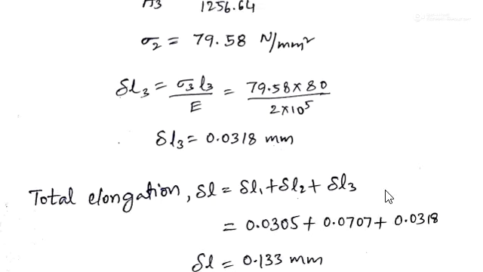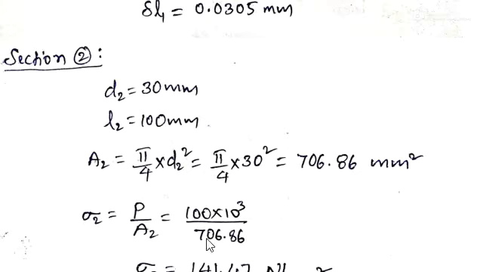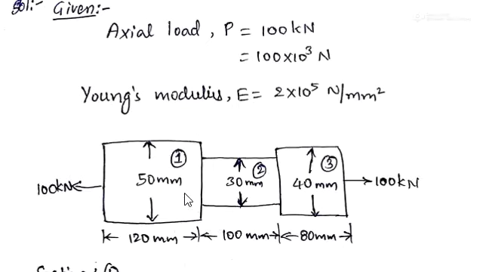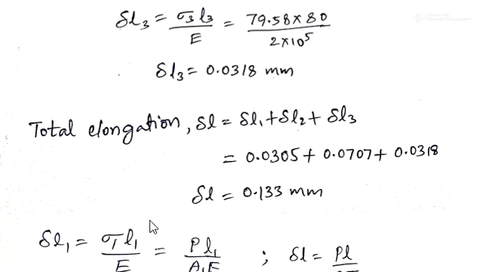So the total elongation will be the sum of the individual elongations. If you require the total elongation of the bar, it is delta L1 plus delta L2 plus delta L3. Delta L1 we got 0.0305 plus delta L2 0.0707, delta L3 0.0318, and when you add those we get delta L, the total elongation of the bar, as 0.133 mm.